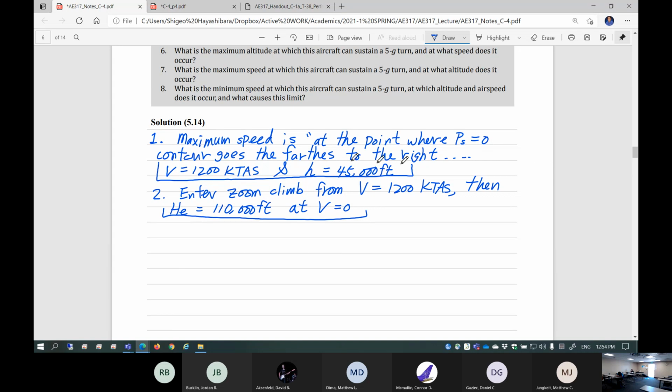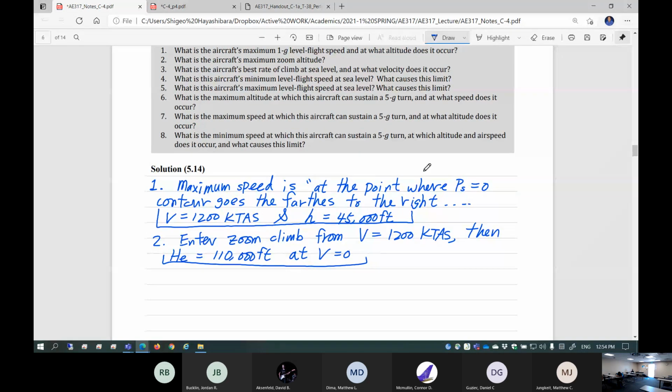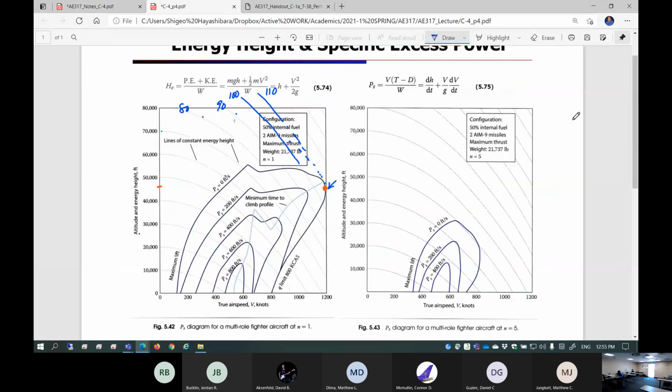Question 3. What is the aircraft's best rate of climb at sea level, and at what velocity does it occur? How can you get such information? Best rate of climb at sea level. Sea level, right here, sea level.